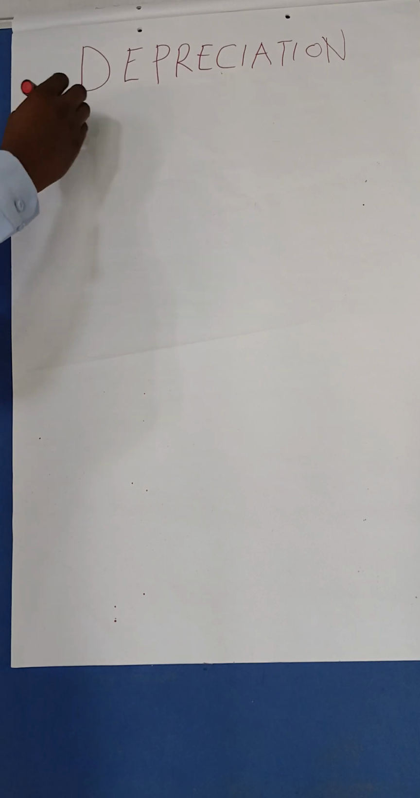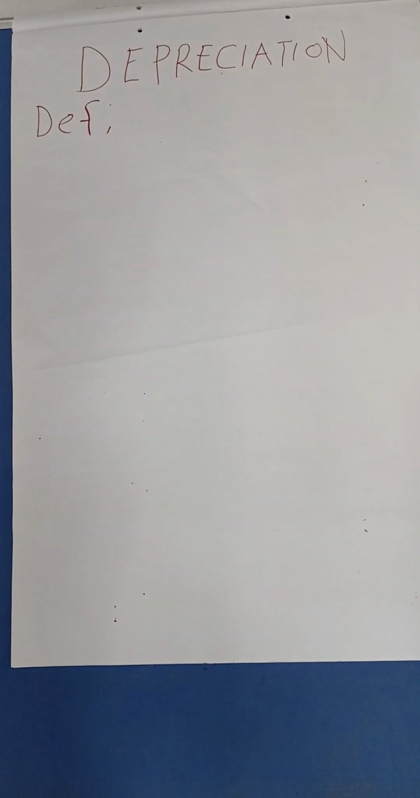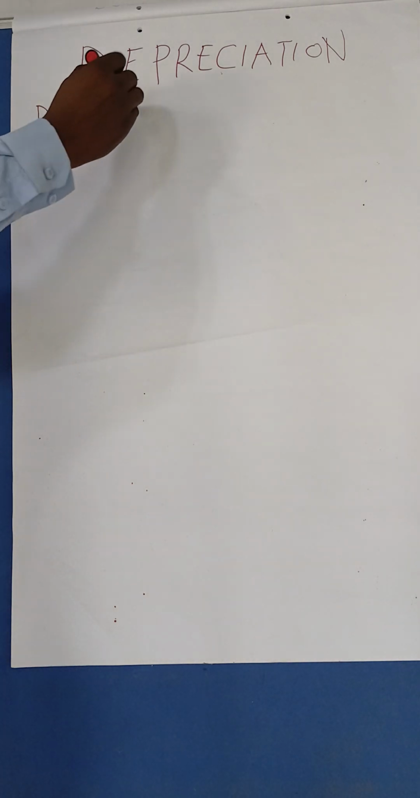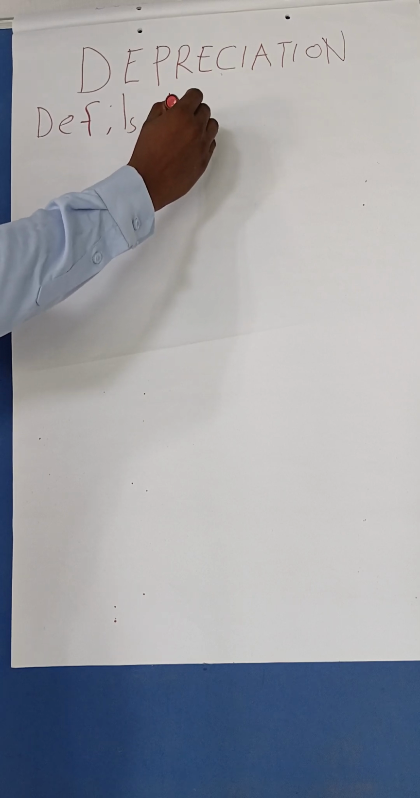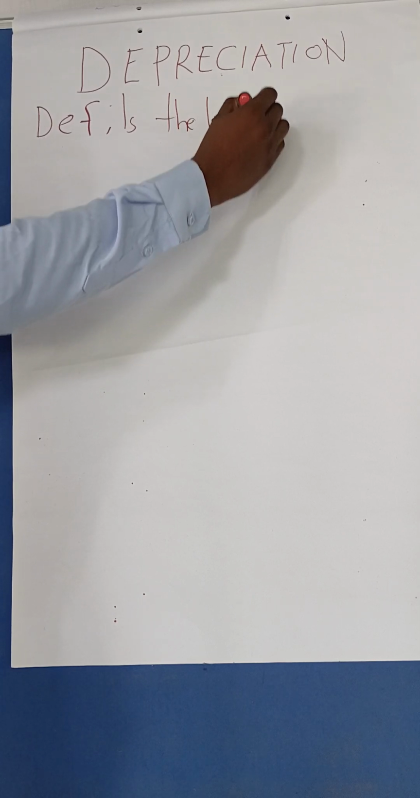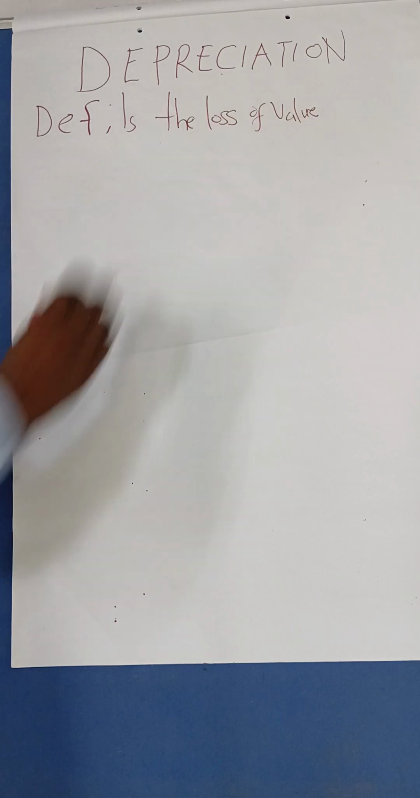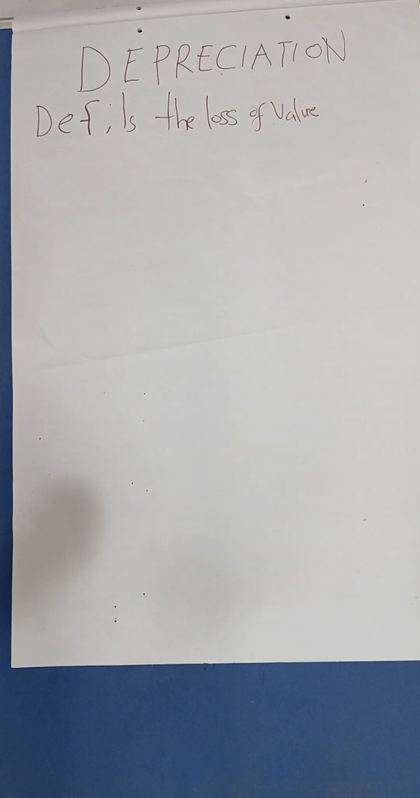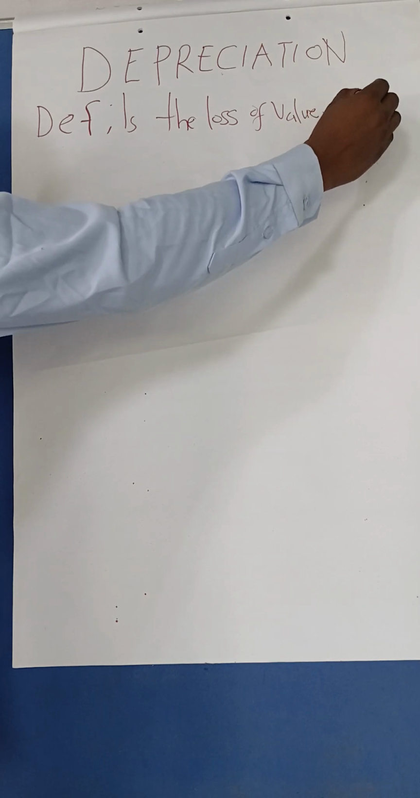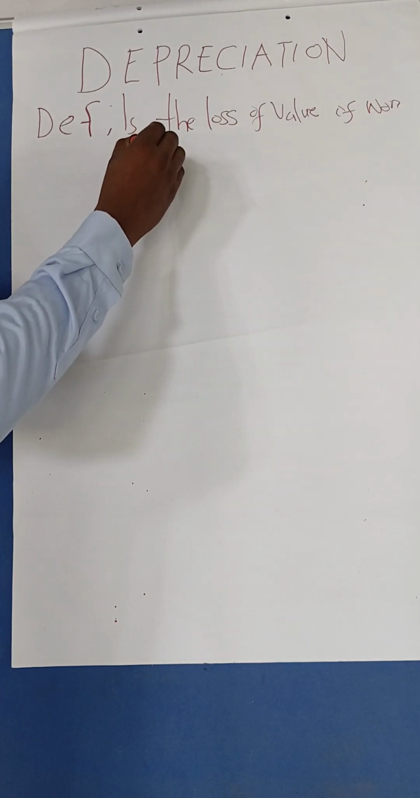Good. So let's go direct to the point of the day. We have to start with the definition of depreciation. In simple words, depreciation is the loss of value of non-current assets.